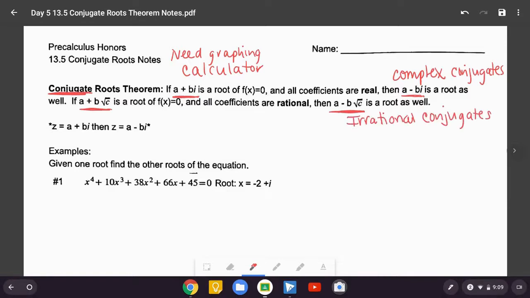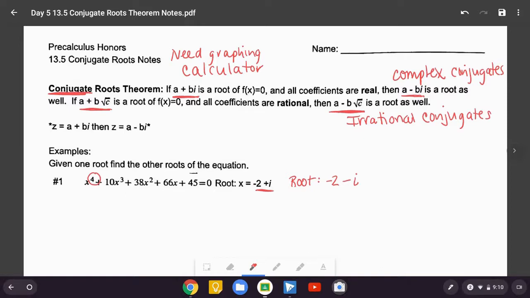All right, so going on to example 1, given one root, find the other roots of the equation. They give you this fourth degree polynomial. We know that there should be 4 solutions, since the highest degree is 4, and they give us a root that's an imaginary root. So by the complex conjugates theorem, we know that another root should also be -2 minus i. So notice that the -2 part doesn't change, but the positive i becomes a negative i.